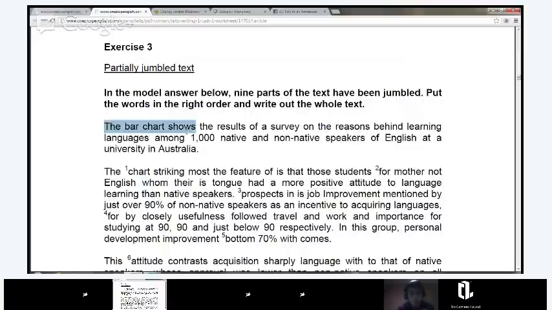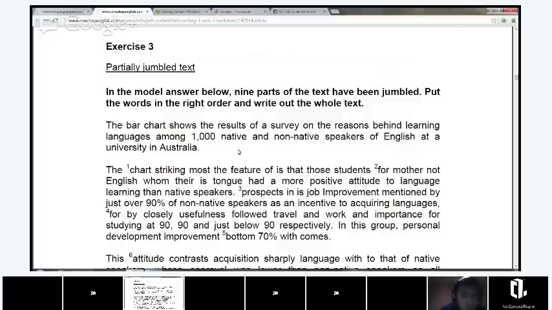The bar chart shows the results of a survey on the reasons behind learning language among 1,000 native and non-native speakers of English at a university in Australia.